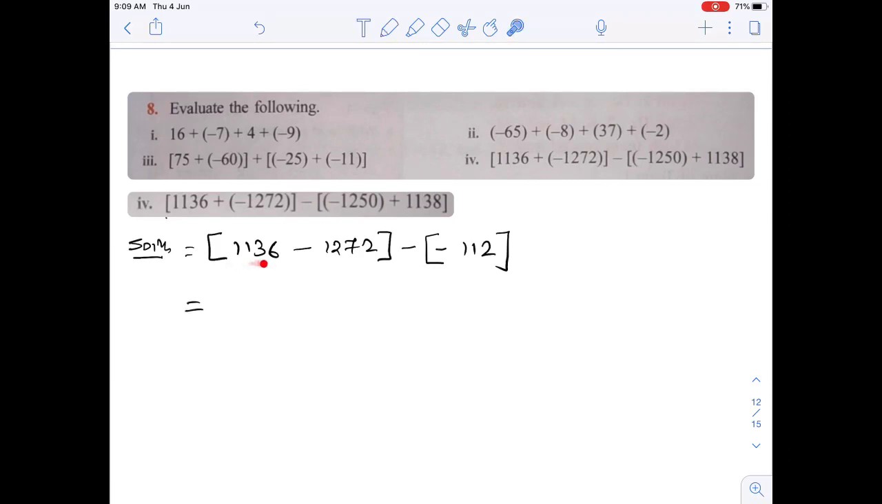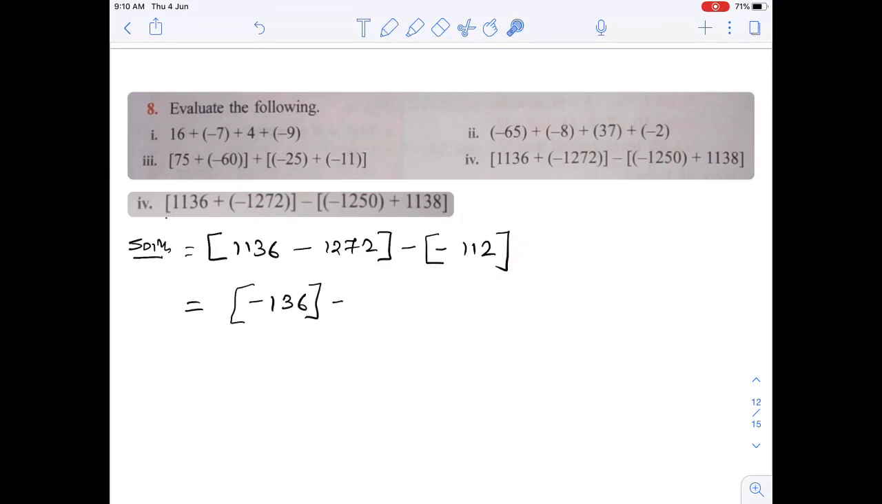Now again in these two numbers 1136, 1272, these both the numbers are having opposite sign. 1272 is having negative, this number is having positive sign, so what we will do, we will again do subtraction of numbers. So when we will subtract 1136 from 1272, we will get 136. Now what is sign of greater number? So 1272 is greater, its sign is negative, so we will write here minus 136. Keep this one also in bracket. Now next this minus sign as it is, and then followed by this bracket.